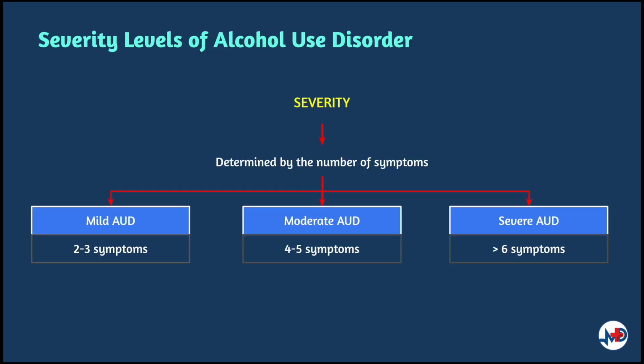So what are the different severity levels of alcohol use disorder? Here the severity is determined by the number of symptoms present. For mild alcohol use disorder, there are 2 to 3 symptoms. For moderate, it will be 4 to 5 symptoms. And for severe, there would be more than 6 symptoms.